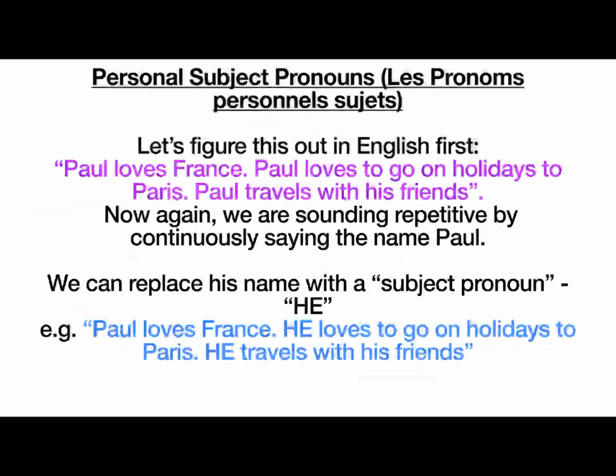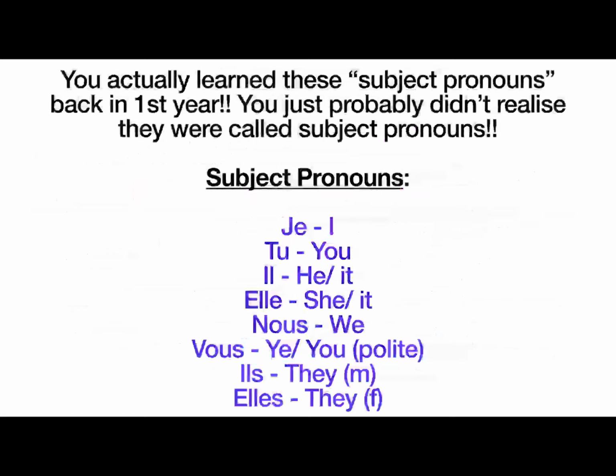So one of the first ones that we learned back in first year were subject pronouns. So subject pronouns replace the name of a person or a place. So Paul loves France. Paul loves to go on holidays to Paris. Paul travels. So we replace the name Paul with he. Okay, so like I said, you learned them back in first year. Je, tu, il, elle, nous, vous, ils, elles, plural. Okay, so a subject pronoun just replaces the name of a person or a place.